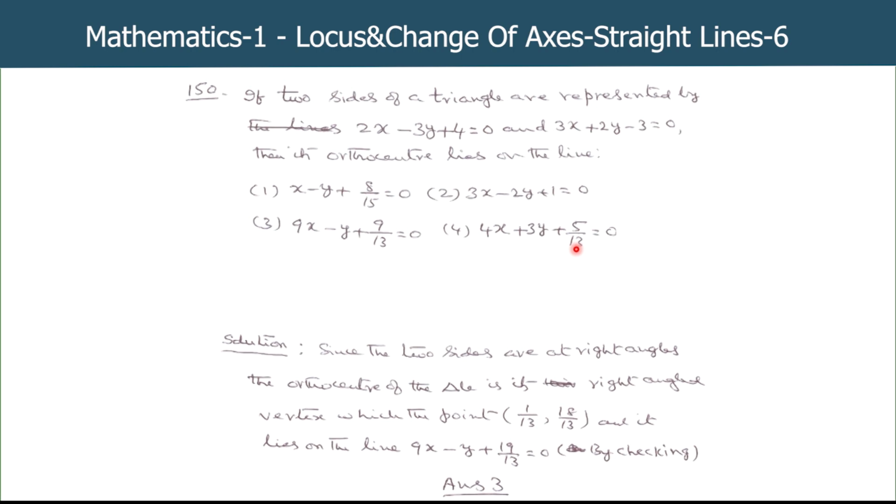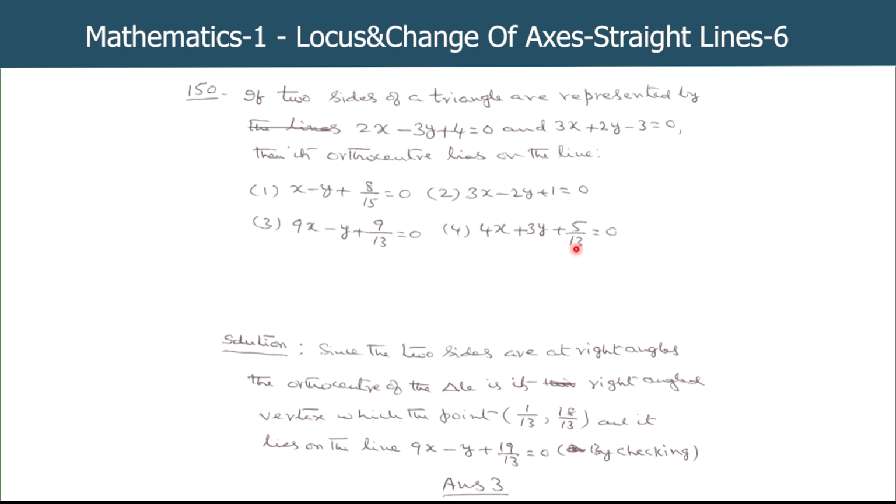That means the given triangle is a right angled triangle. For a right angled triangle, the orthocenter is nothing but the right angled vertex.